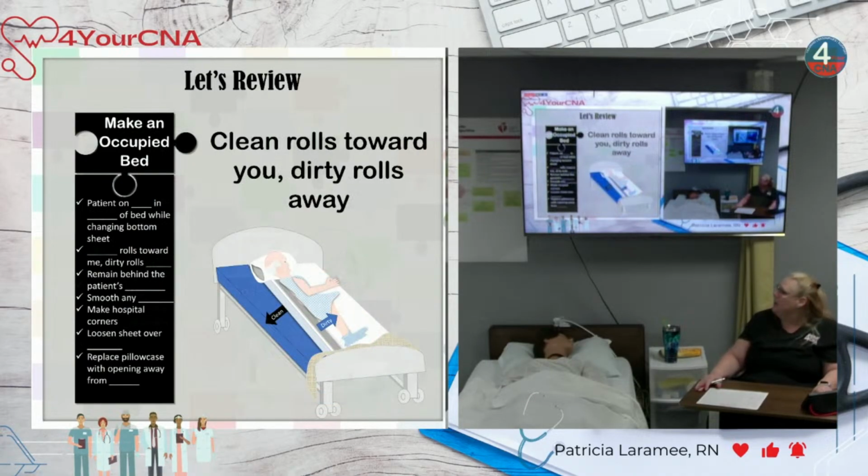We learn how to make an occupied bed. So this is changing the sheets a half at a time. Never let the patient lay on a bare mattress. Clean rolls toward me, dirty rolls away. So we roll the dirty sheet under the patient. We roll the clean sheet toward us and tuck it under the dirty. Go around to the other side of the bed. Remove the old sheet, smooth out the new. Make sure it's connected at all 4 corners. Remove the wrinkles from under the patient. Keep them in the middle of the bed as we're doing this. Then put a top sheet on and a pillowcase.